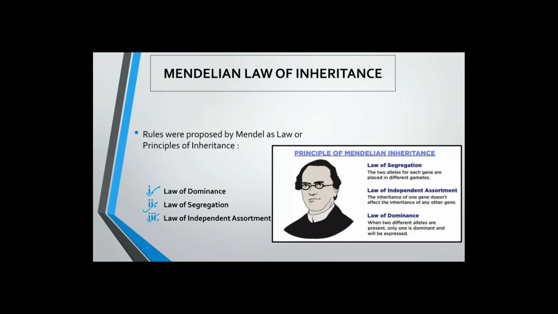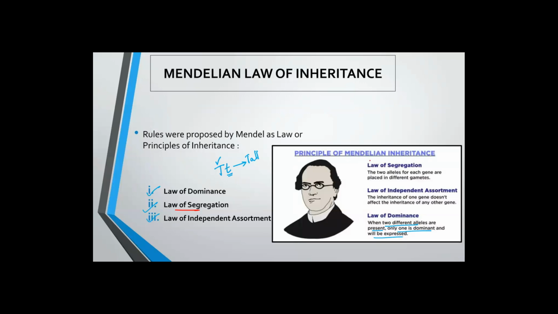So what is the law of dominance? The law of dominance is that when two different alleles are present, only one is dominant and will be expressed. For example, capital T, small t, this particular genotype expresses the trait or phenotype that is tallness. So here capital T was dominant and small t was dwarf, sorry, recessive.